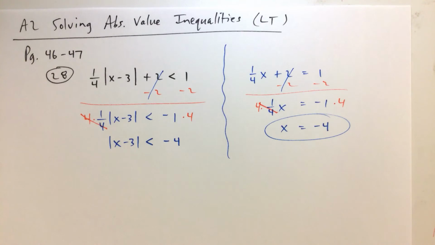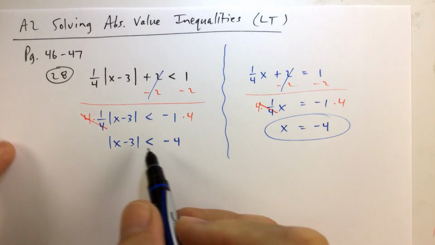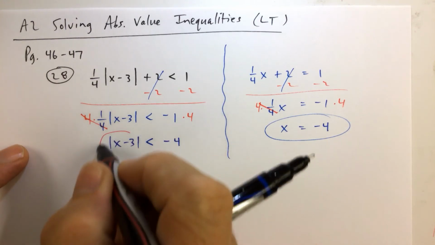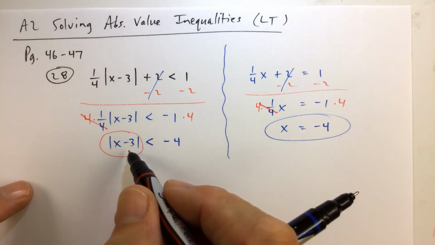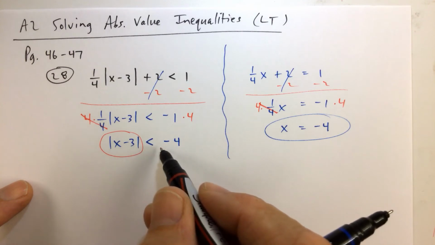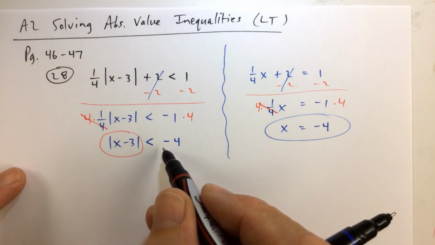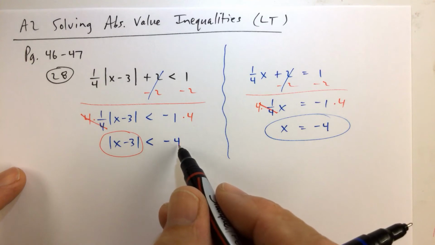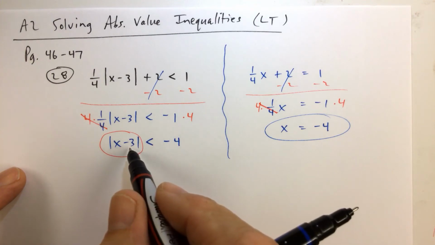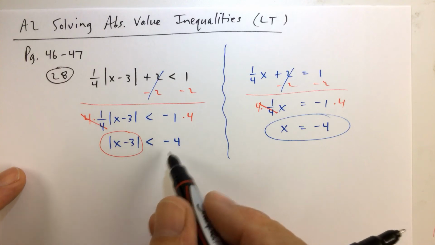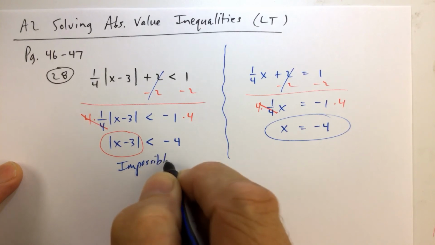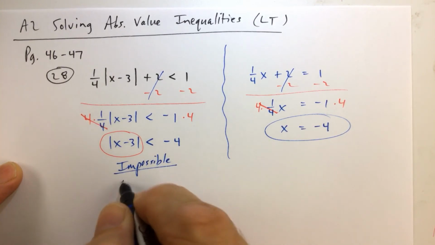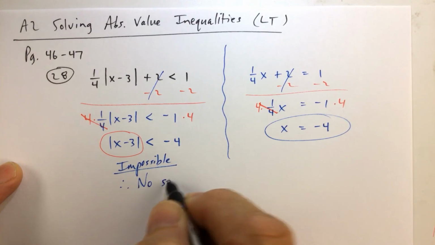So just like the example that we did in class when we were solving absolute value equations, we've got to recognize here that the absolute value of something is the distance from 0. The distance from 0 can never be negative, and certainly then it can never be less than a negative number. So if the distance from 0 does not come out to be a positive number, we would say that this is an impossible situation. This is an impossible statement. So since this is impossible, we would say therefore no solutions.